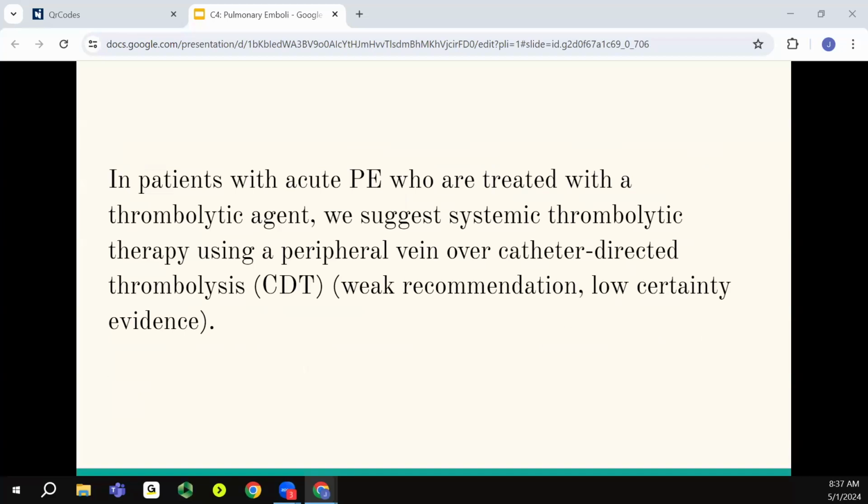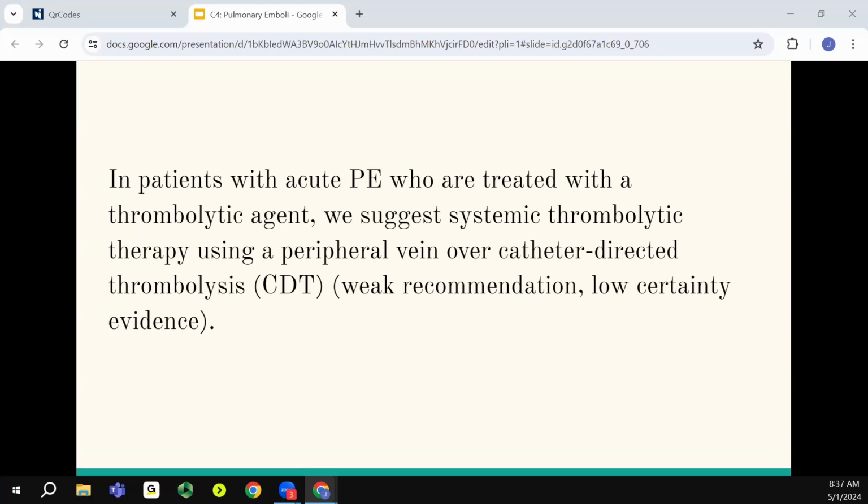And then the fourth update that I wanted to include for us is that in patients with acute PE who are treated with thrombolytics, we suggest systemic over catheter-directed thrombolytics. This is also a weak recommendation with low certainty evidence. But in general, there seems to be a higher certainty of evidence for systemic thrombolytics, the PITHO trial specifically, compared to catheter-directed thrombolytics, your IR-guided thrombolytics.